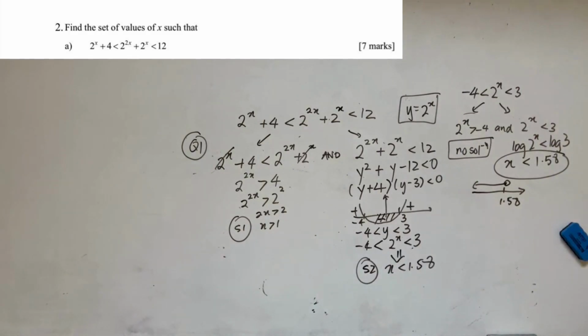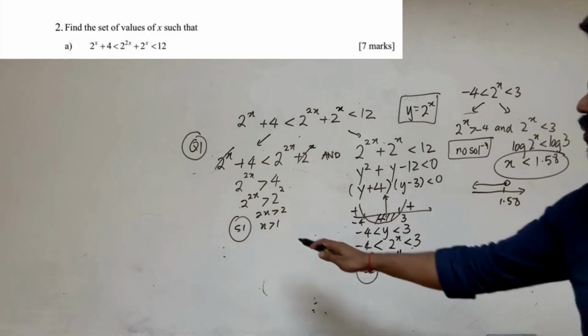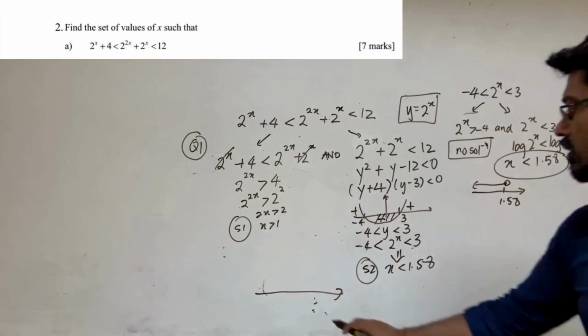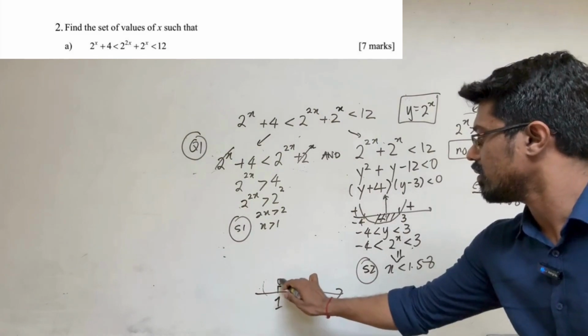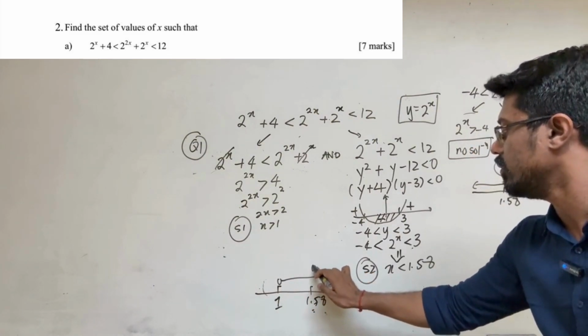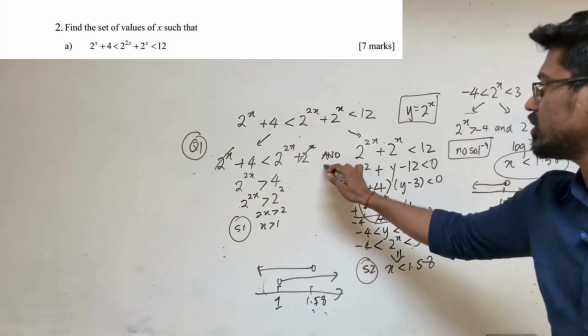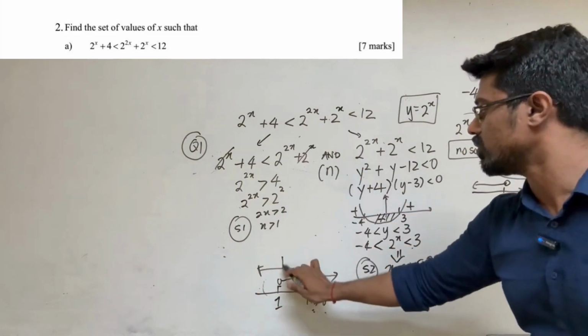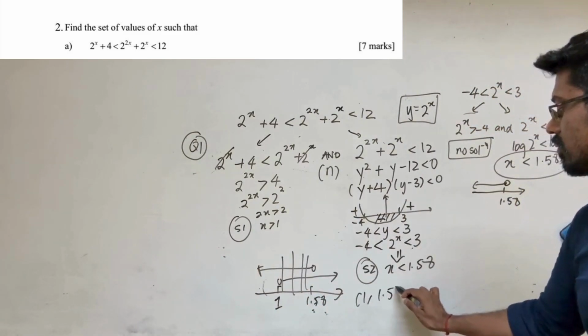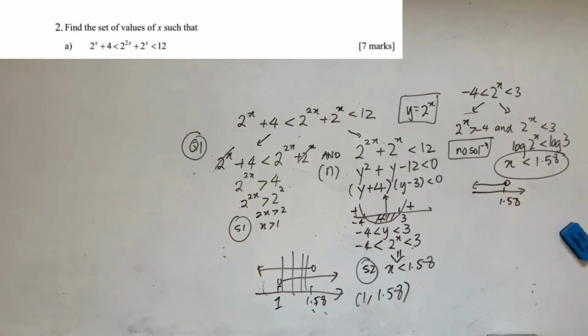Hope you are clear up until there. So now I got solution 1, I got solution 2. I combine using a number line. So 1 going this way, 1.58 going this way. Because of the word 'and', I need to intersect solution 1 and solution 2, which is here. So my final answer will be 1 to 1.58. So this is the answer.